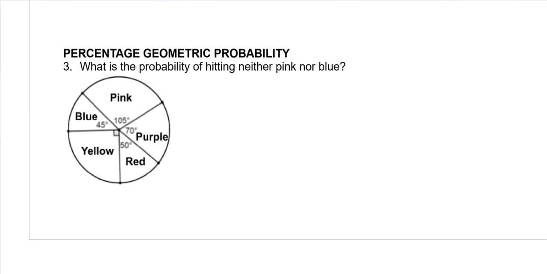And then lastly, this is using degrees. It could also use percentages, but this one specifically is using degrees. What is the probability of hitting neither pink nor blue? So you want to hit everything except for pink or blue. So my part is everything except for pink and blue. So it's all of this. Okay. These are all degrees. So this one's 70. This one's 50. This one is not a degree. Oh, yes, it is. It's 90. I'm silly. So my part, it's still part over whole always.